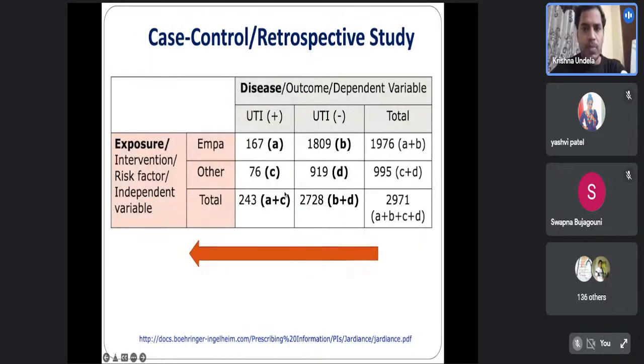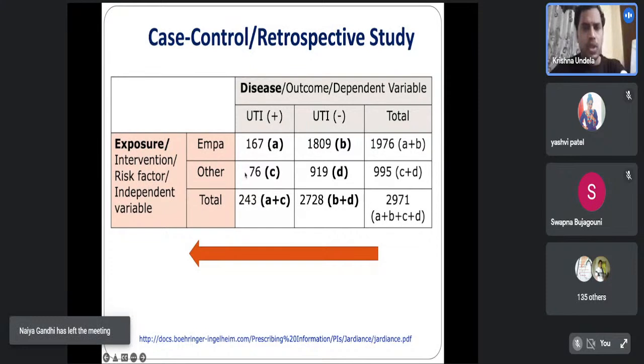Quickly, I'll explain this example, this calculation. It's the same as the empirical fluoroquinolone example, but here the outcome is UTI. Because it's a case control study, we take two groups initially. What are those two groups? One group is people who have UTI, another group is people who do not have UTI. I'm going to inquire, among the UTI group, how many already had the exposure of empirical fluoroquinolone, and how many were receiving other medications.